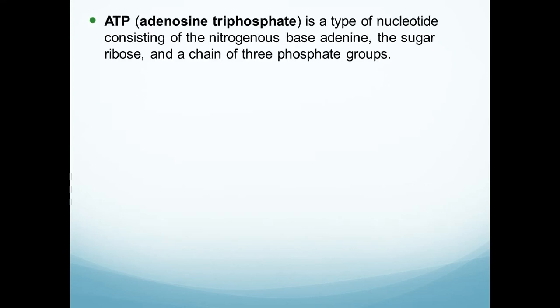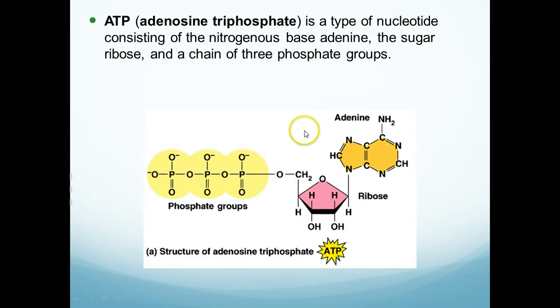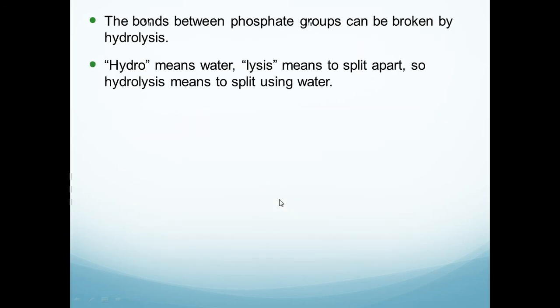ATP, also known as adenosine triphosphate, is a type of nucleotide consisting of the nitrogenous base adenine, the sugar ribose, and a chain of 3 phosphate groups. So you see here is adenine. Remember we said that it is nitrogenous because it has nitrogen. The sugar ribose, and then 3 phosphate groups that are linked together.